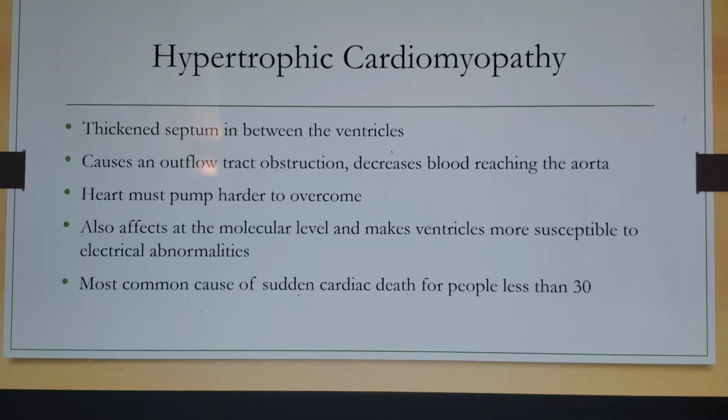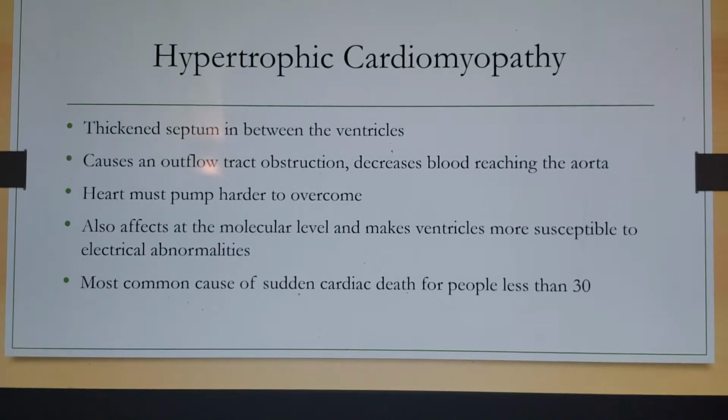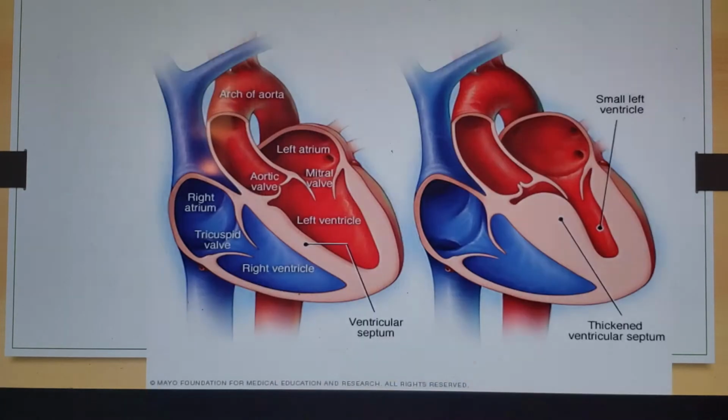It's prone to arrhythmias, and then all of a sudden you're putting them on the sports field where they're consistently getting heart rates in the 180s to 200s. And that's why, as you can see, it's the most common cause of sudden cardiac death for people less than 30 years of age. So this is a picture of what it is.